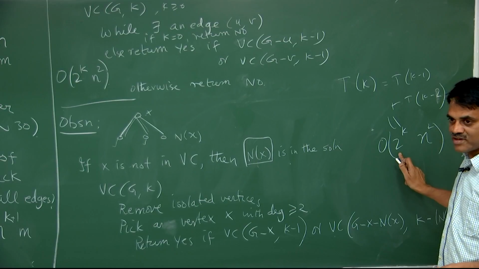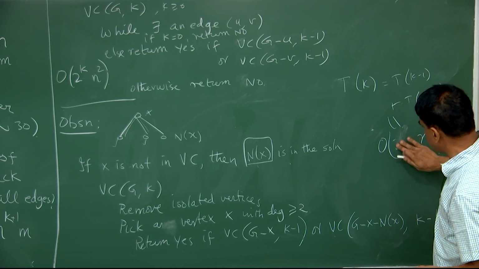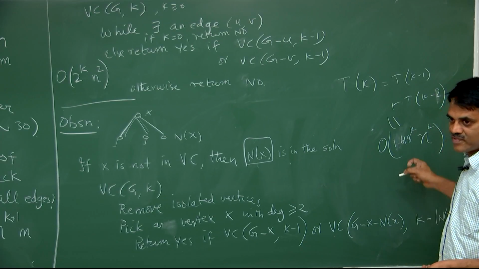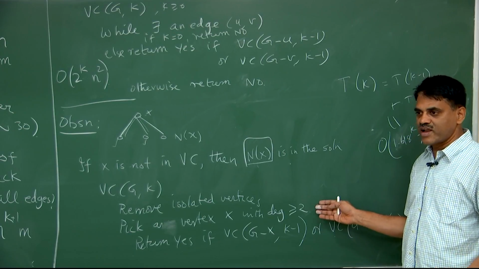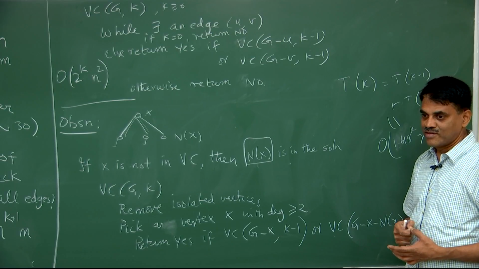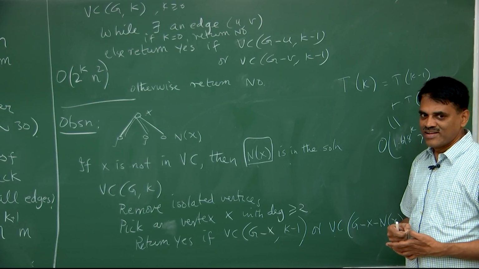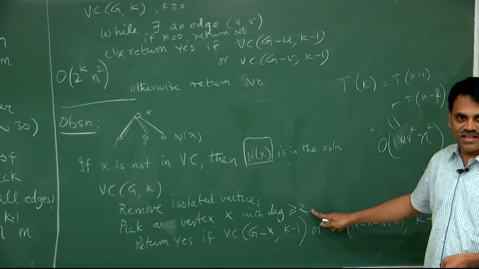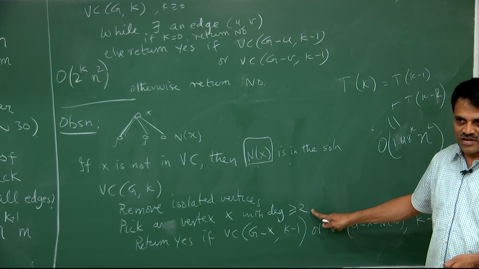So what is this? It's a Fibonacci recurrence. So you get 1.618 power k, right, base. But of course you should ask the question, what if there is no vertex with degree greater than or equal to 2? Then it's a cycle. No, if there is nothing with degree greater than or equal to 2, then it will be a matching.